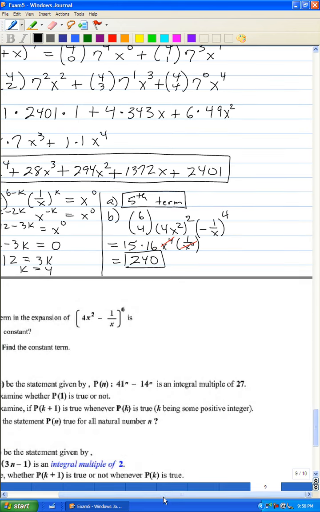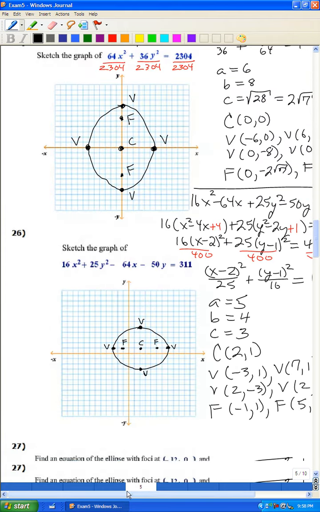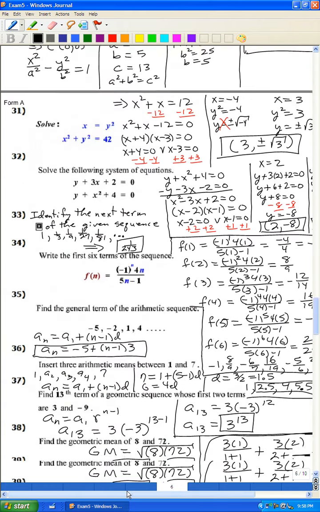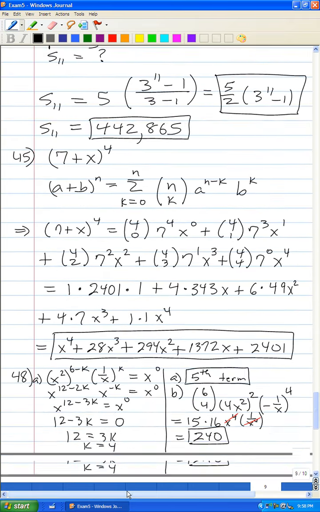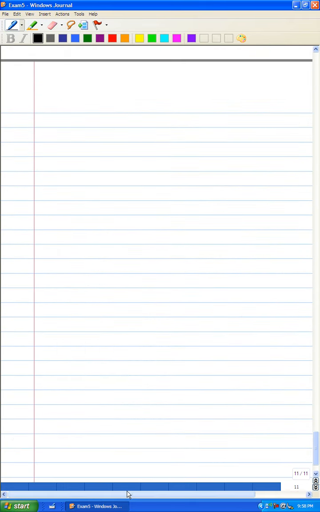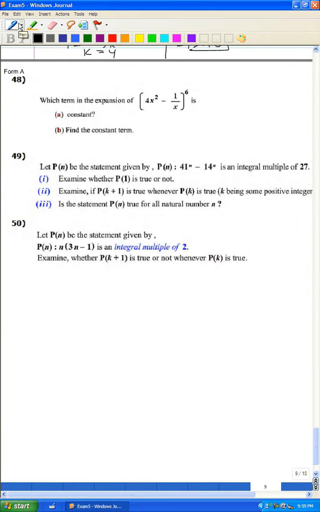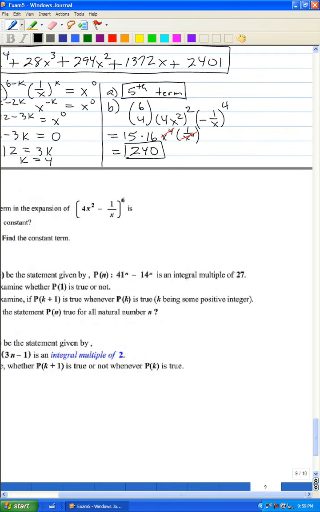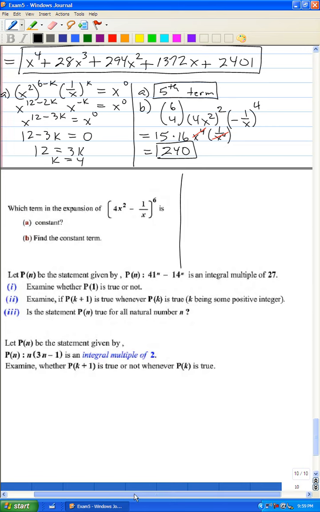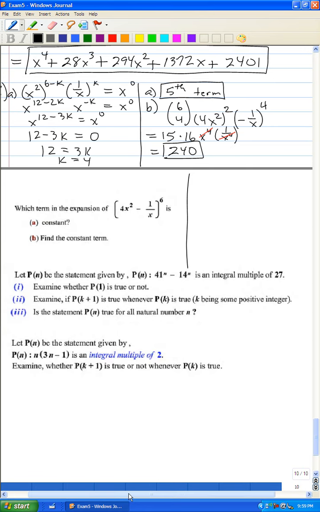Okay. Good. Let me do problem number 49. Oops. Problem number 49. So problem number 49 says, let P of n be the statement 41 minus 14 to the n is an integral multiple of 27.